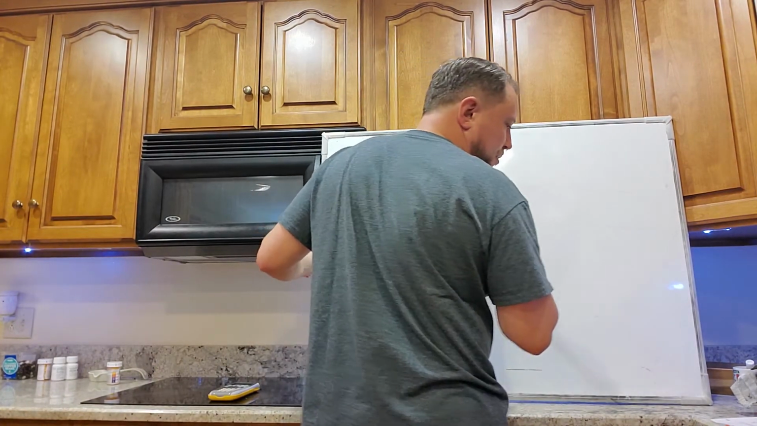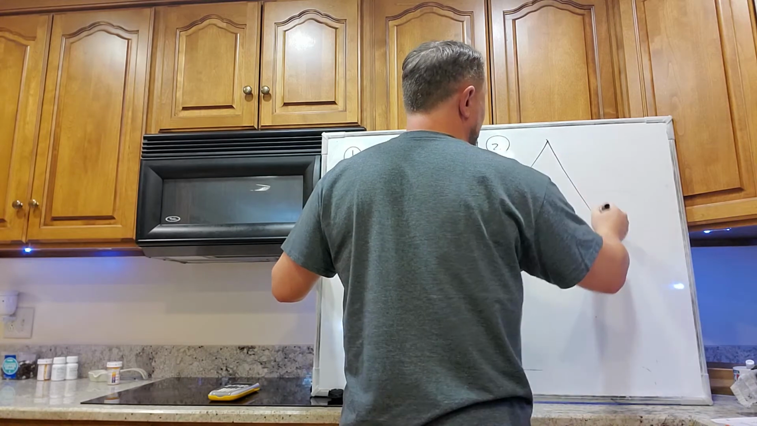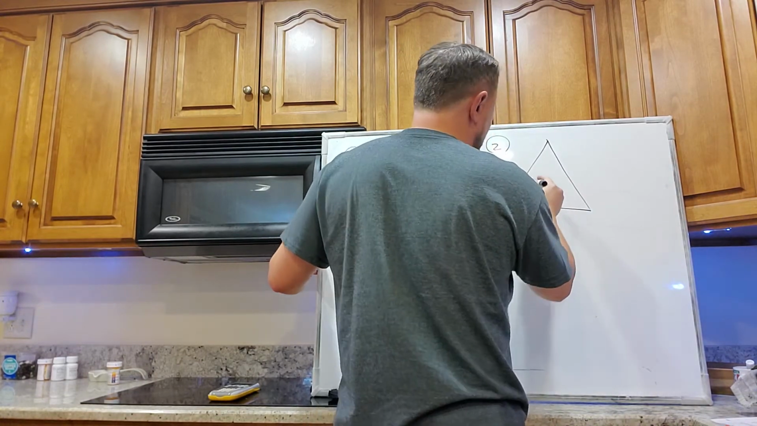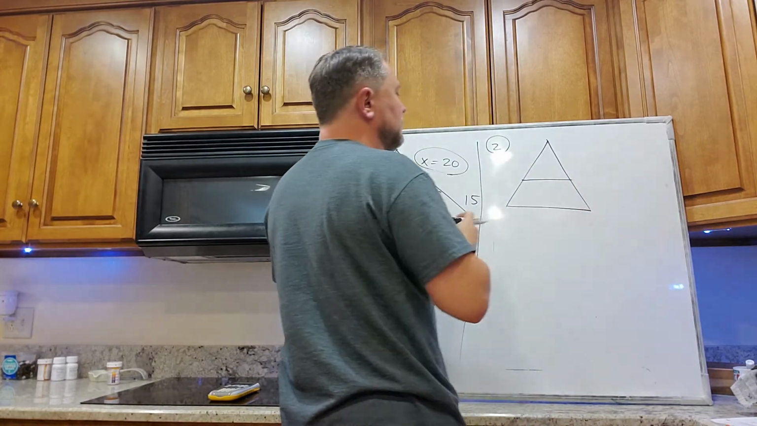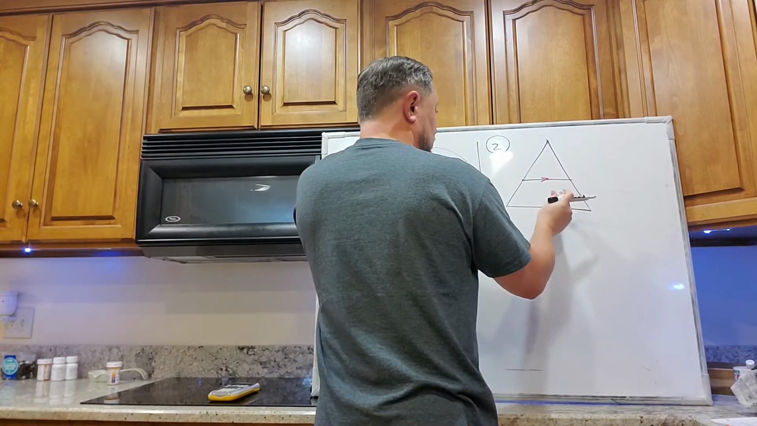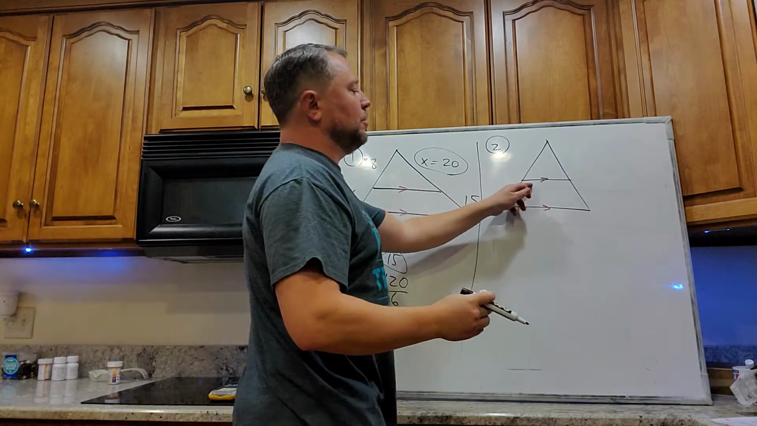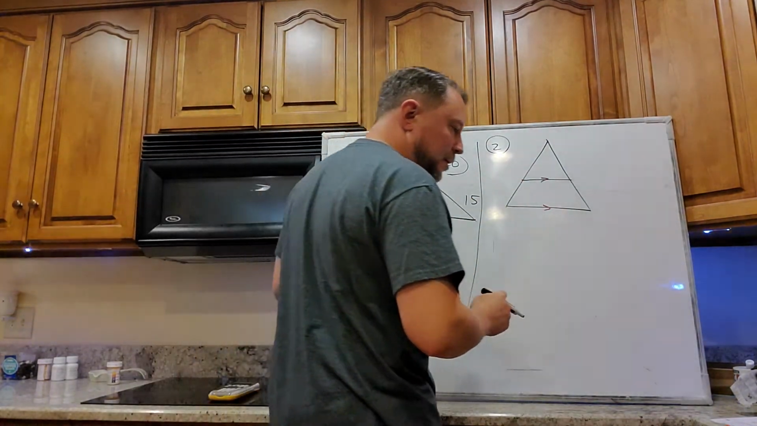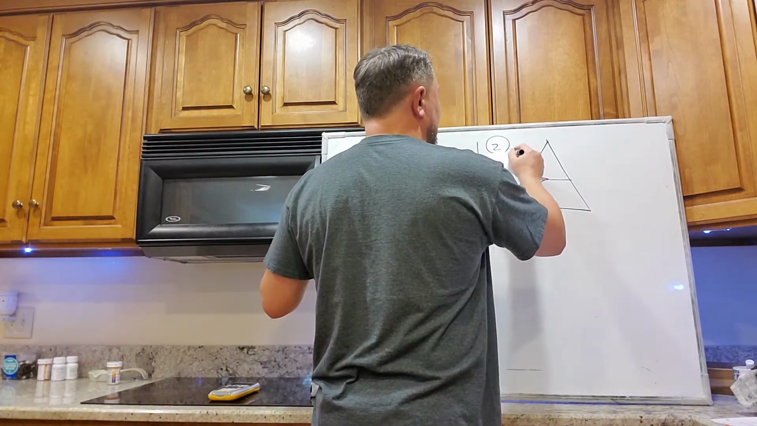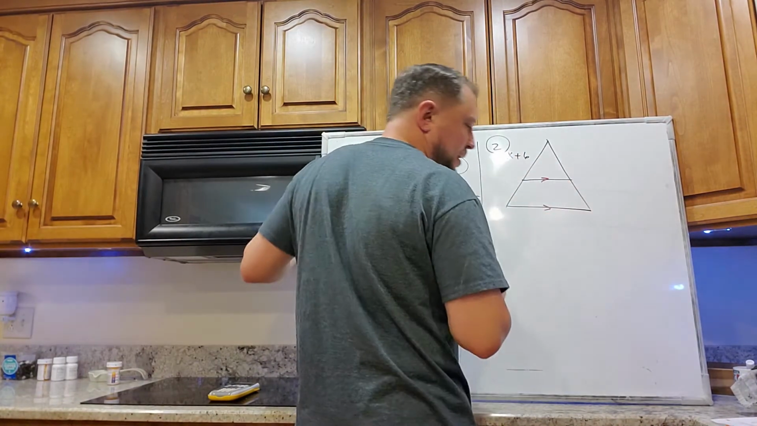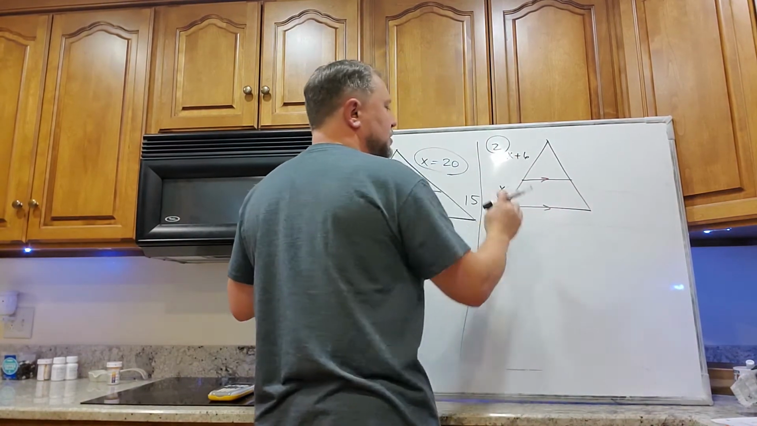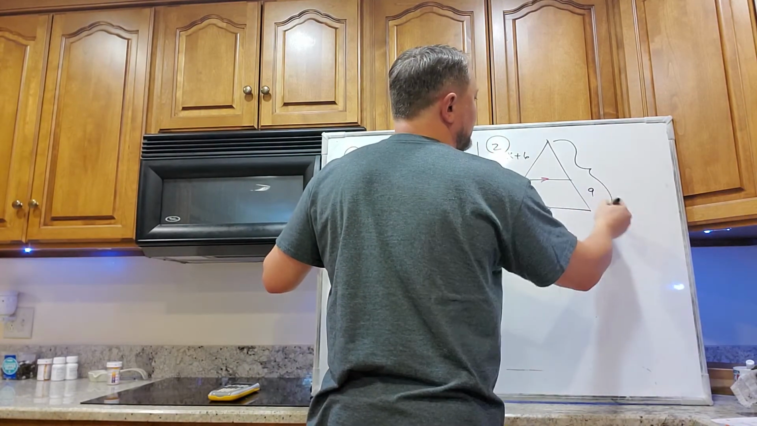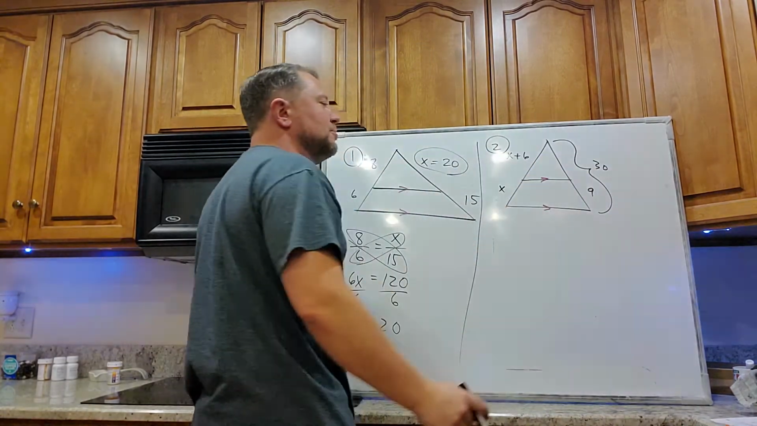Call this one problem number 2. Again, these two are going to be parallel, just like on the last problem. Let's say that this top part is x plus 6, this bottom part is x. Let's say that this bottom part down here is 9, and this entire length of that side is 30.